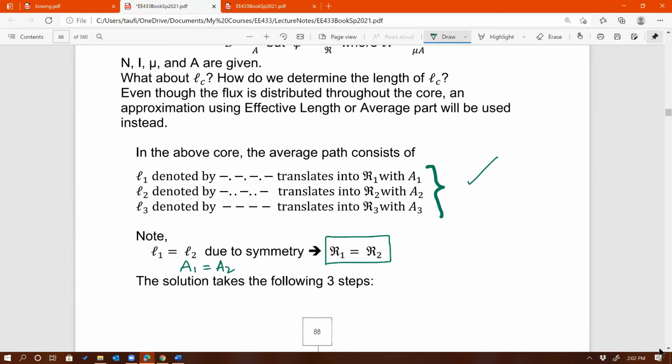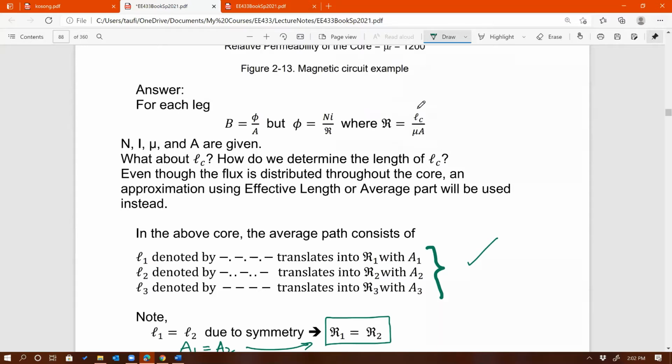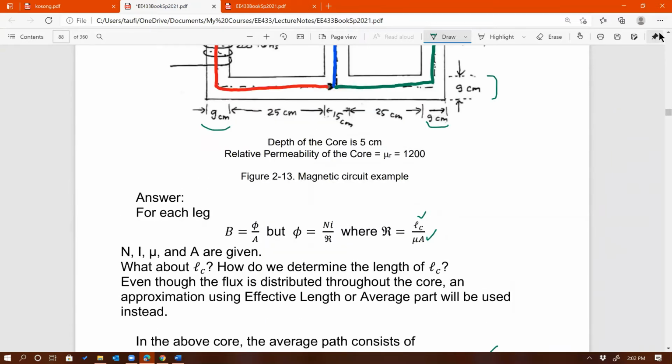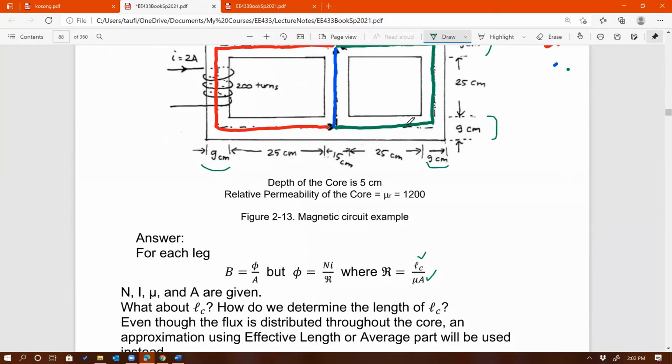So because of that, reluctance R1 must equal reluctance R2. What about mu? Because remember, R is equal to LC over mu A. If L is the same and A is the same, what about mu? Well, that would depend on the material, right? In this case, it is still the same core, so the material is the same. Therefore, all throughout this core, mu should be the same.